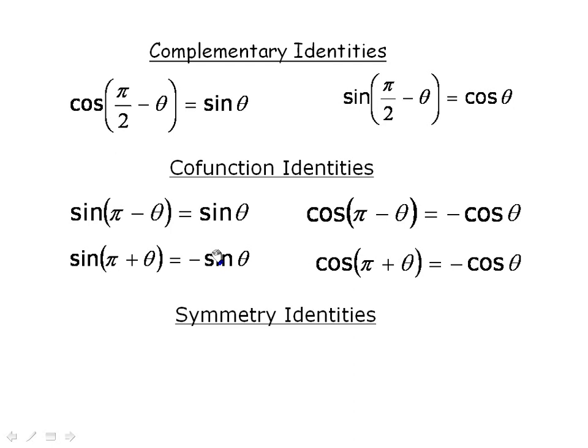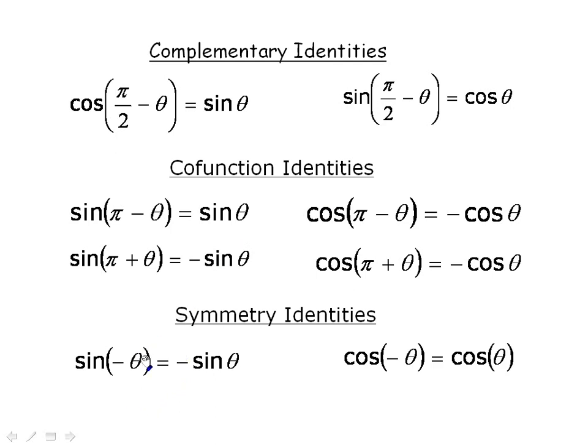Now, the other ones are the symmetry identities. We use these quite a bit. Sine of negative theta is equal to negative sine theta. And the cosine of negative theta is equal to cosine theta. So this means that this is an even function for cosine, and it means that this is an odd function for sine. We use all of these quite a bit. They show up when we do limits, principally, but also derivatives, when we're taking something that's in an unmanageable form, and through these identities, through identities in general, we can put them into a manageable form.